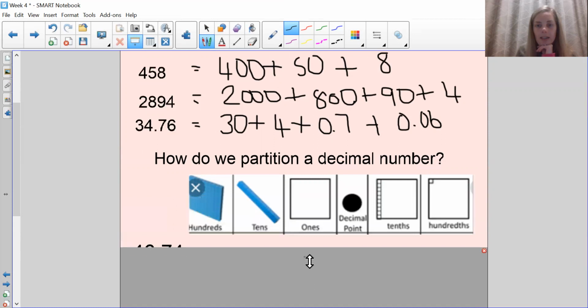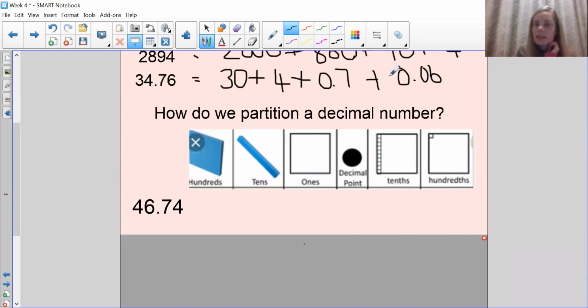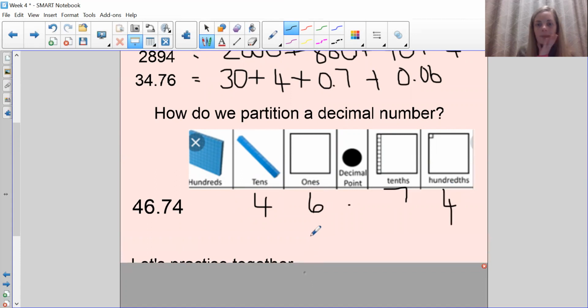So here's how we partition a decimal number. Those of you just need to understand how we got this answer. Let's look at another one together. If I had to write the number 46.74, look something like that. And then if I wanted to partition the whole thing, I would say, how many 10s do I have? I have 40 10s. How many 1s do I have? I have 6 1s.